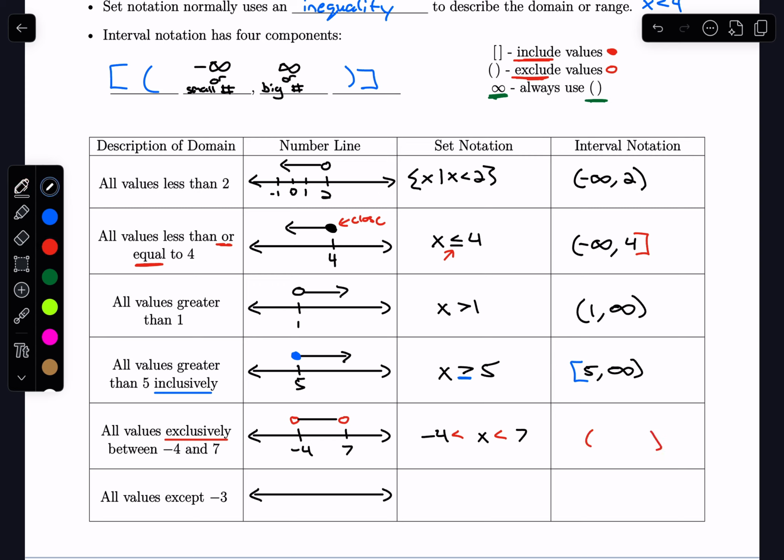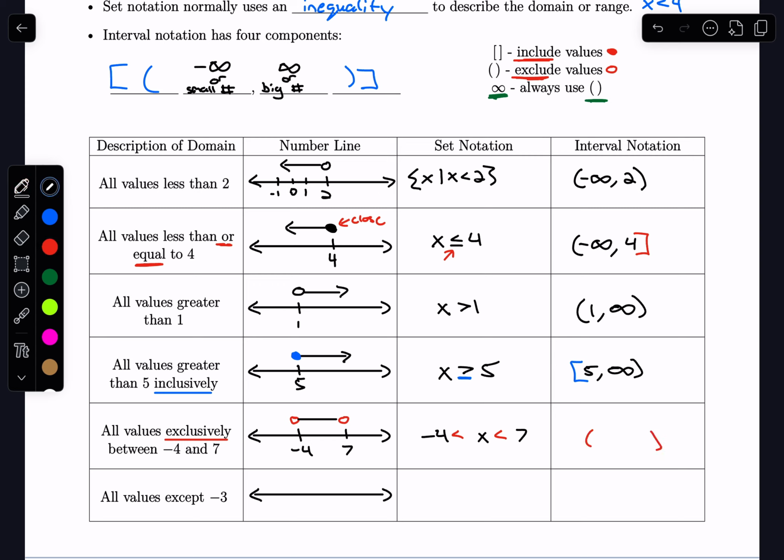All right, last one, all values except -3. So I'm going to put -3 on the graph. I'm going to put an open dot at -3 to represent it is not included, but I'm going to draw arrows in both directions because it's everything except -3.